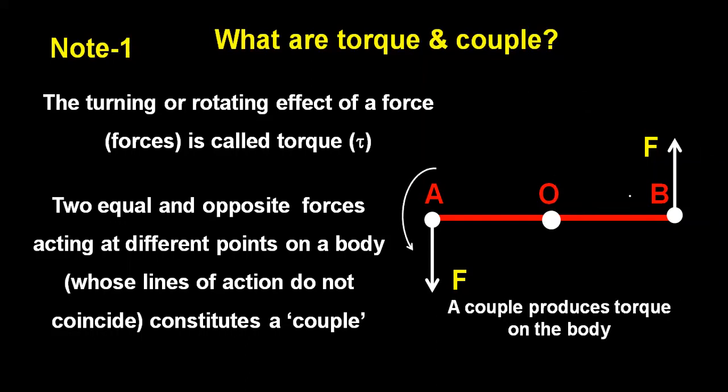So the two forces acting on the rod, the couple, cause a rotating effect on the rod. Whenever you have a rotating effect, we use a term called torque. So a couple always results in a torque on the body. Whenever a couple acts on a body, it will always produce a torque. So don't forget that.